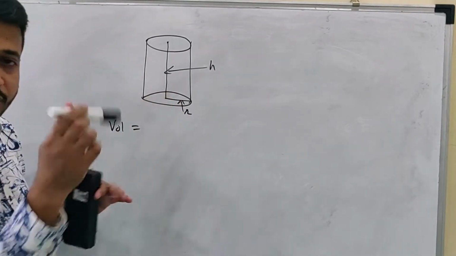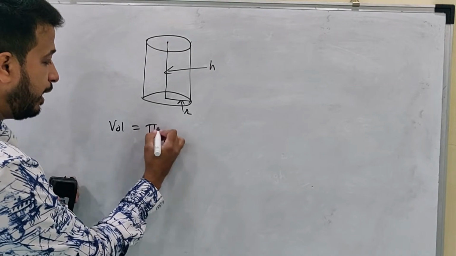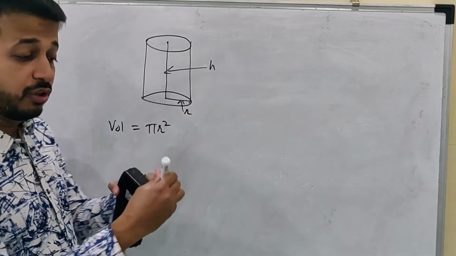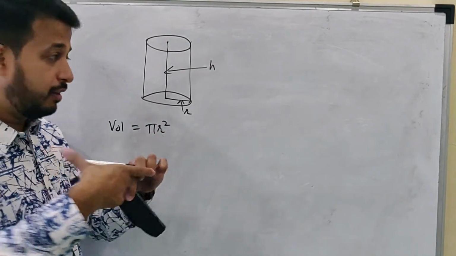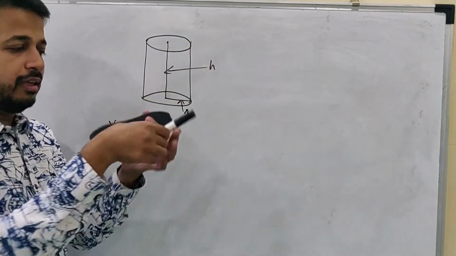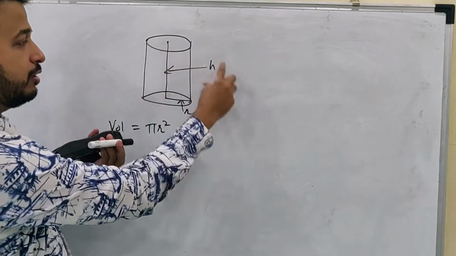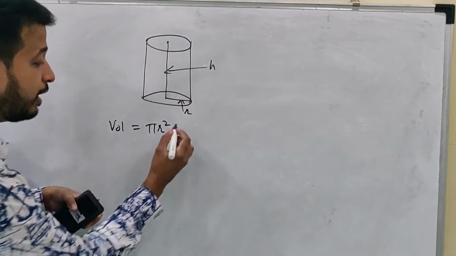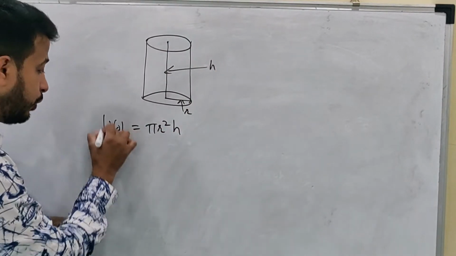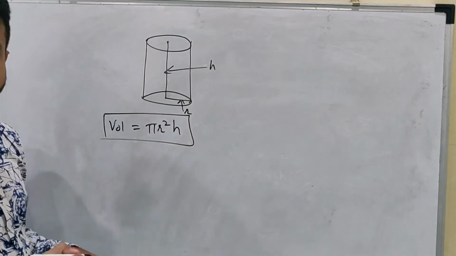So here the cross section is a circle, so it is pi r square, because the area of the circle is pi r square, and times the length. If this cylinder is lying in this shape, this is my length, which is my height, so it is pi r square h. In this way I get the volume of the cylinder.